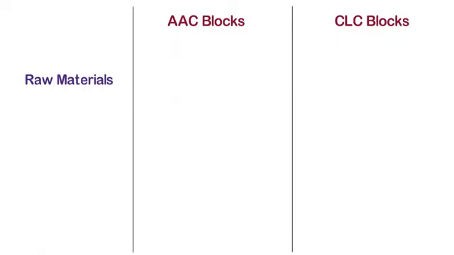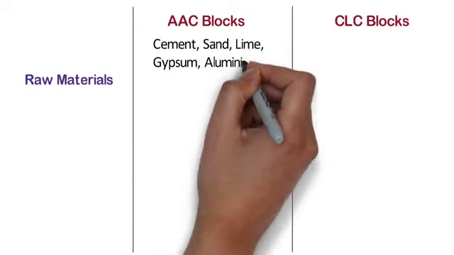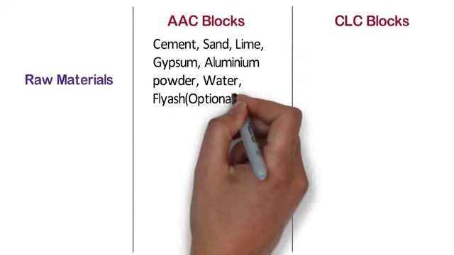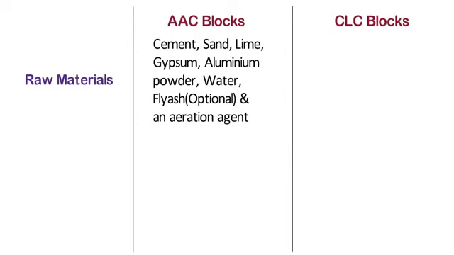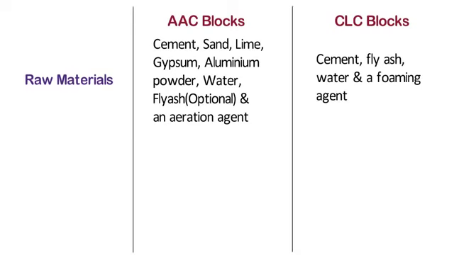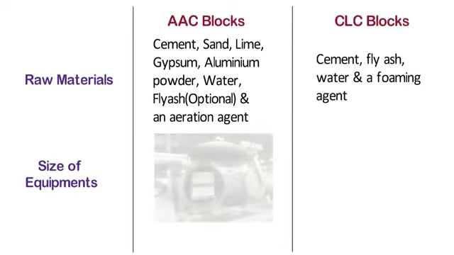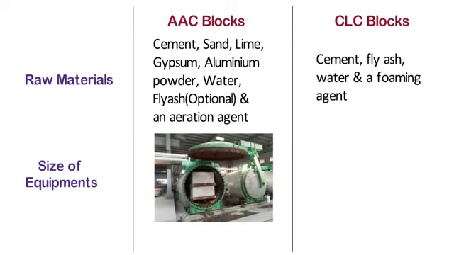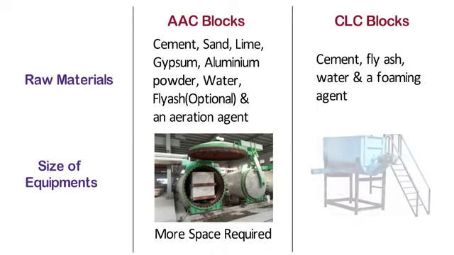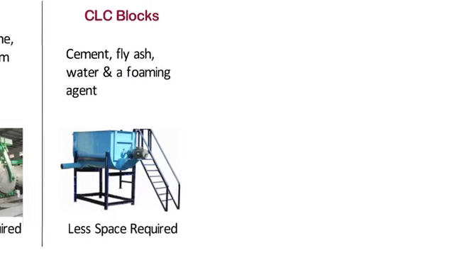Raw materials used. AAC blocks are made from a mixture of cement, sand, lime, gypsum, aluminium powder, water, fly ash, and an aeration agent. Whereas CLC blocks are made from cement, fly ash, water, and foaming agent. Size of equipments required. Manufacturing of AAC blocks requires large equipments. Hence, to accommodate these equipments, a considerable amount of space is required. Whereas the equipments needed for manufacturing of CLC blocks are smaller in size as compared to AAC blocks. Hence, it requires less space.